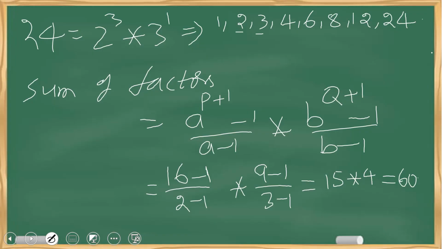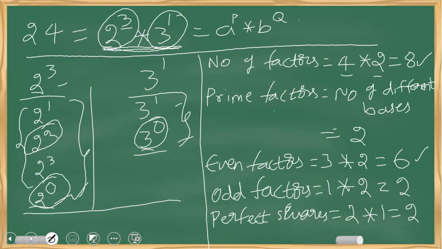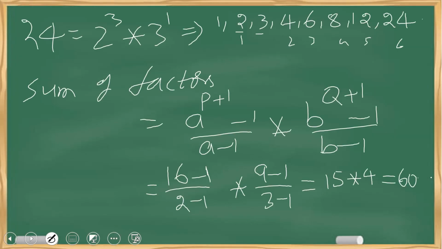Very good. Now next, how many are even factors? 1, 2, 3, 4, 5, 6. So we got 6 even factors. And obviously the odd factors will be 8 minus 6, that is 2 factors. Fine. Perfect squares: 1 and 4 are perfect squares, so we got 2. Now the last but not least, the sum of the factors. We'll count now: 1 plus 2 is 3, 3 plus 3 is 6, 6 plus 4 is 10, 10 plus 6 is 16, 16 plus 8 is 24, 24 plus 12 is 36, 36 plus 24 is 60. So we are getting 60.